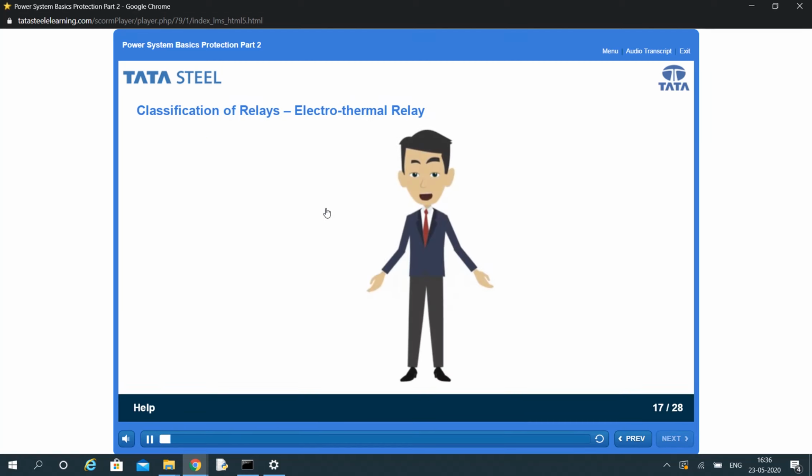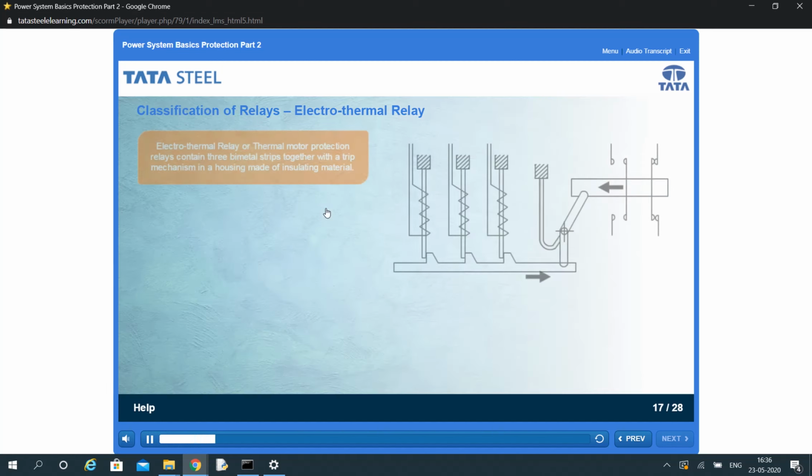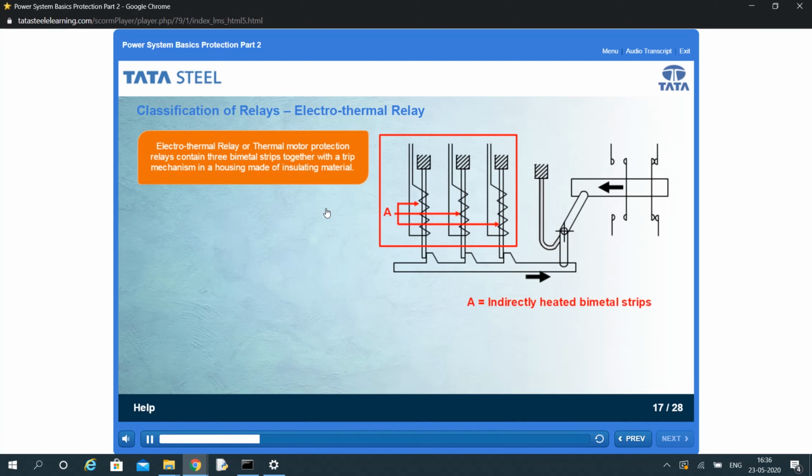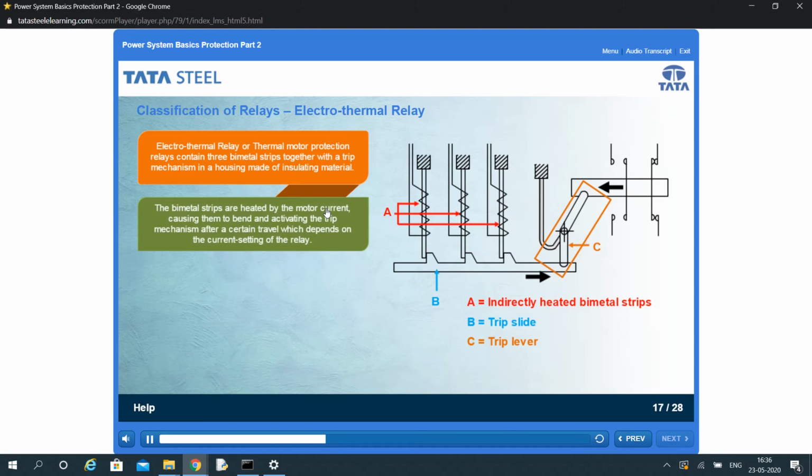Let us now look at the next type of relay, which is electrothermal relay. Electrothermal relay or thermal motor protection relays contain 3 bimetal strips together with a trip mechanism in a housing made of insulating material. The bimetal strips are heated by the motor current, causing them to bend and activating the trip mechanism after a certain travel, which depends on the current setting of the relay.